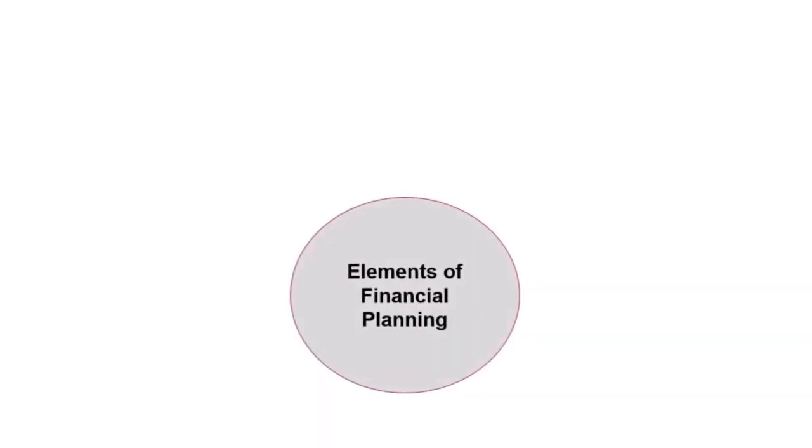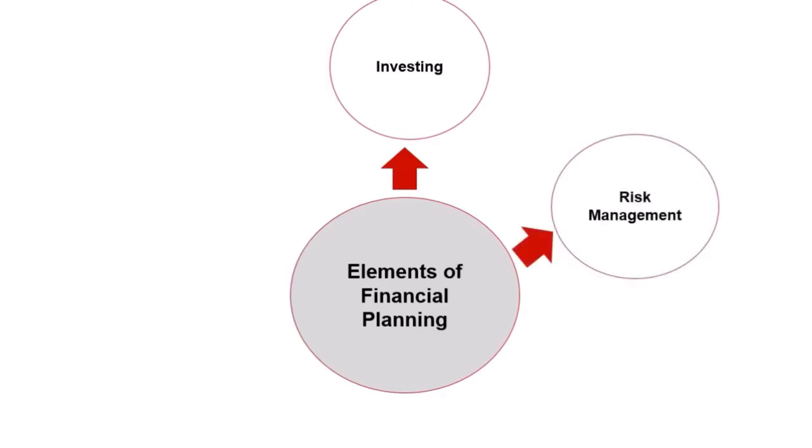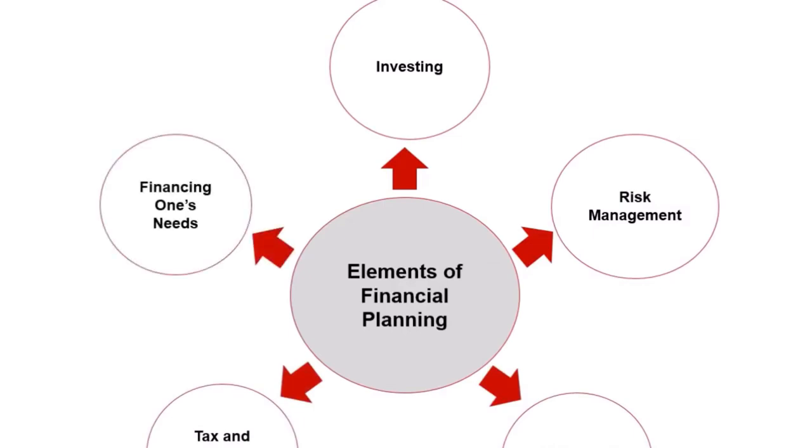Elements of financial planning include investing, which is nothing but allocating assets based on one's risk-taking appetite, risk management, retirement planning, tax and estate planning, and financing one's needs. To put it in a nutshell, financial planning involves 360 degrees of planning.